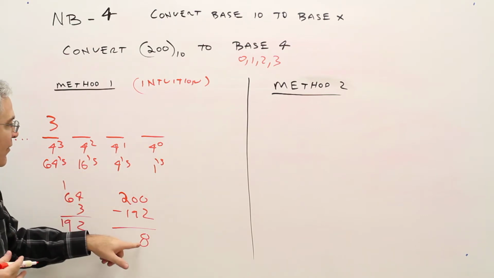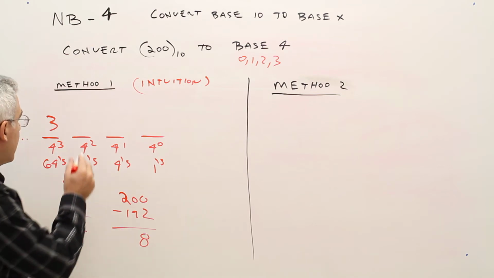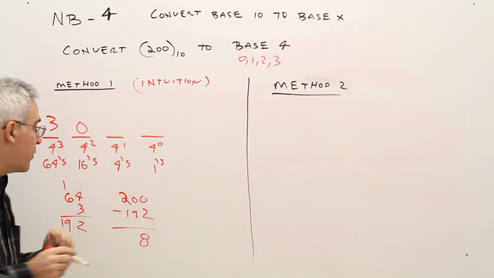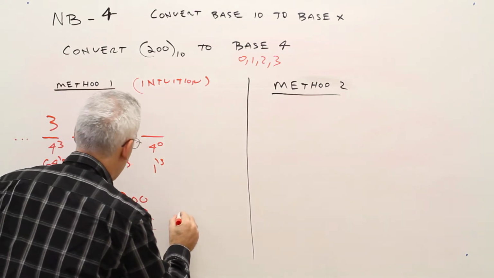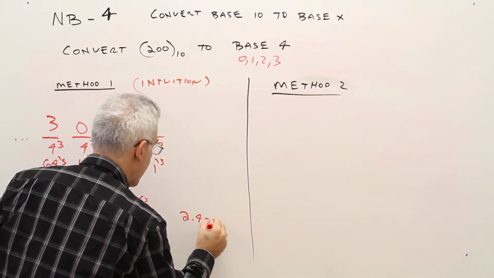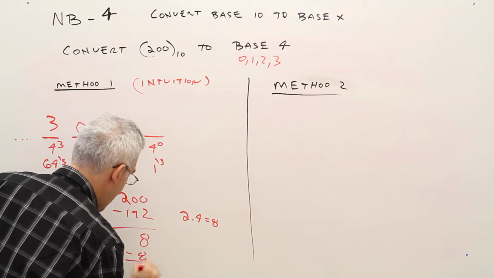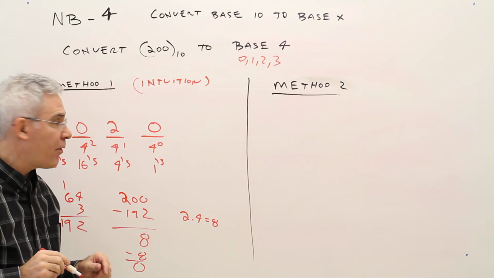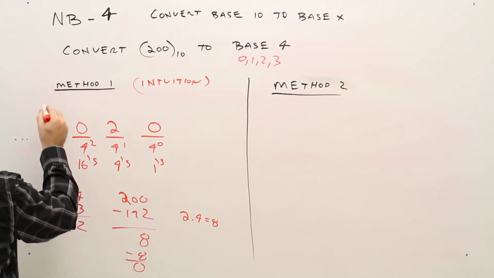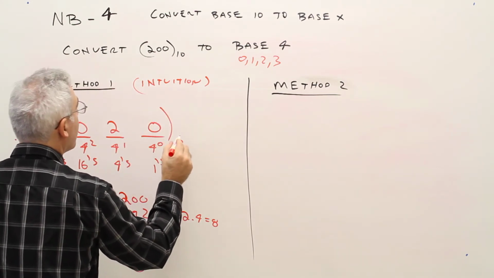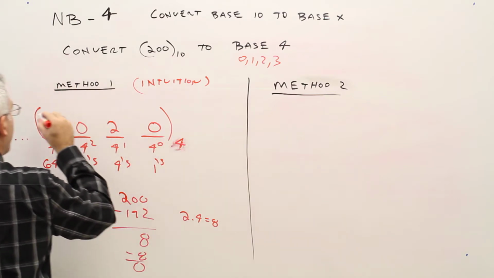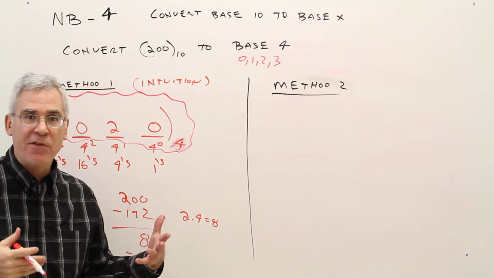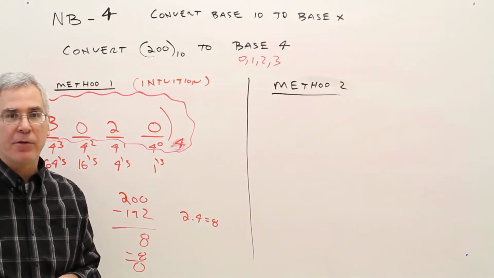How many 16s can go into 8? None. How many 4s go into 8? 2. And then 2 times 4 is 8. 8 minus 8. I've got nobody left to account for, so I'll just put a place value there of 0. So my answer is 3020 in base 4. And I just did it by forcing the place value.